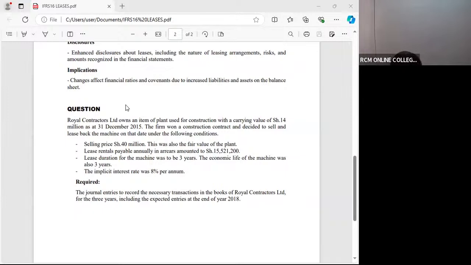But what did they do? These great ninjas found themselves in a problem of financial difficulties. So they sold this item of plant and then decided to lease it back. It is what we call sale and leaseback transactions.